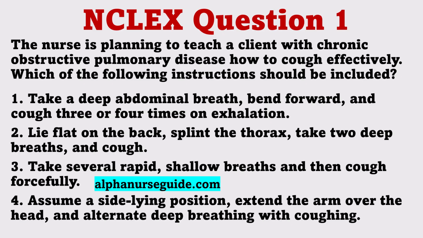1. Take a deep abdominal breath, bend forward, and cough 3 or 4 times on exhalation. 2. Lie flat on the back, splint the thorax, take 2 deep breaths, and cough. 3. Take several rapid, shallow breaths and then cough forcefully. 4. Assume a side-lying position, extend the arm over the head, and alternate deep breathing with coughing.